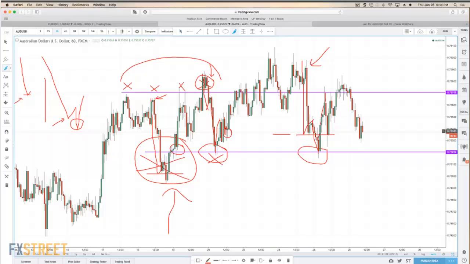This price is critical. This price is critical. That's the price our seller is scared of. And that's the price we prepare our buys from. Everyone with me so far?